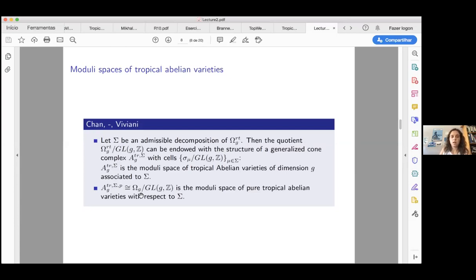And if I put the B here, I'll just mean the locus inside A_g^trop Sigma of pure tropical abelian varieties. All right, so there's a question in the chat. There was a single point of M_g^trop corresponding to smooth curves. Is there a single point of A_g^trop corresponding to Jacobians of smooth curves? Yes. This is going to be clear in a minute. Yes, this is going to be the case. So this is going to correspond to the vertex of our cone.